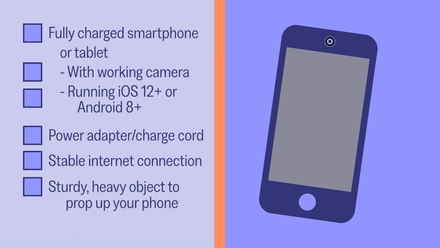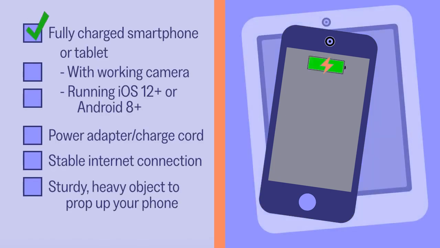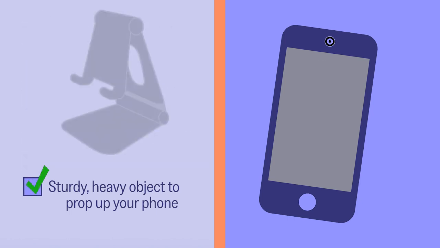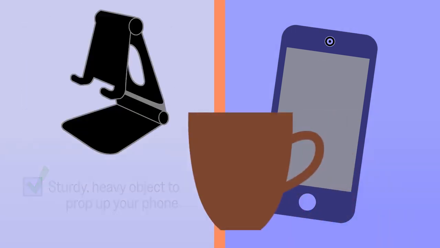The device you use for the secondary camera must be a fully charged smartphone or tablet with a working camera that runs on, at minimum, iOS 12 or Android 8. You will also need a power adapter or charge cord, a stable internet connection, and a sturdy, heavy object to prop up your phone like a phone stand or empty mug.